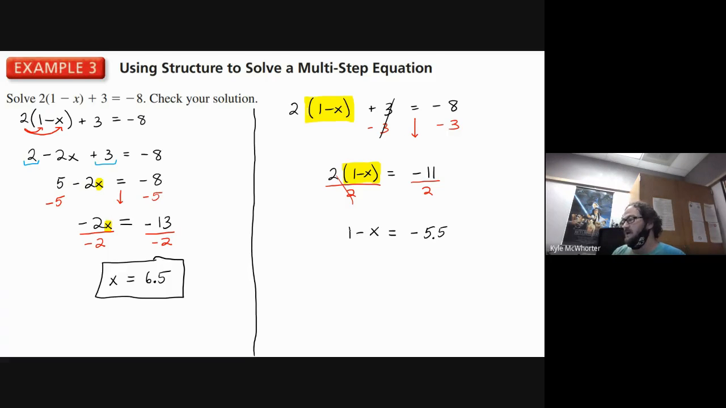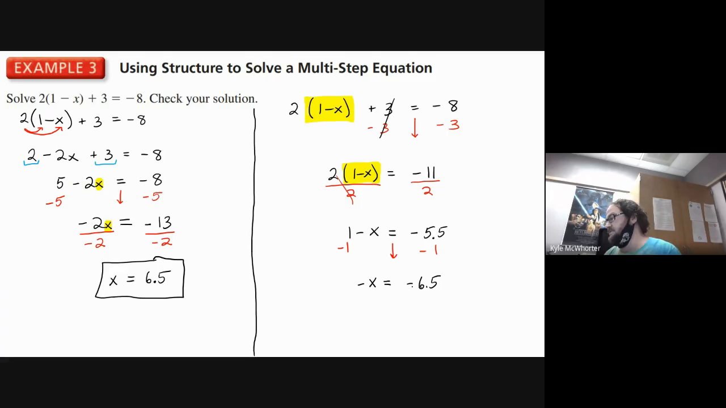Now look at x. We've got a 1 with it, right? It's a positive 1. So in order to get rid of a positive 1 that's not multiplied by the x, we would have to subtract 1. So I'm going to subtract 1 from each side of the equal sign. And then I have -x equals -5.5 minus 1 is -6.5.